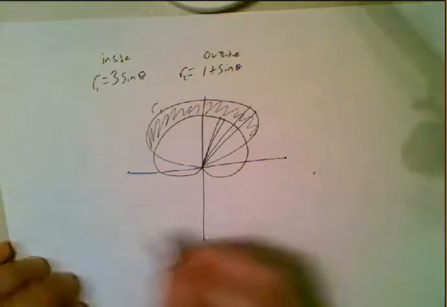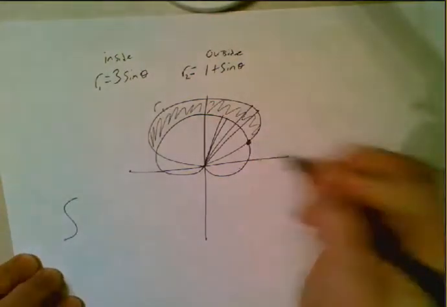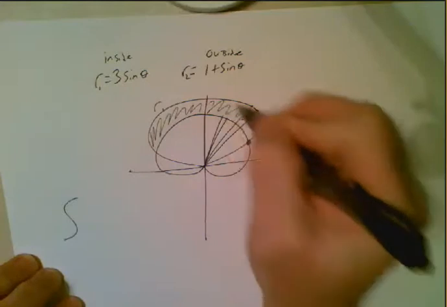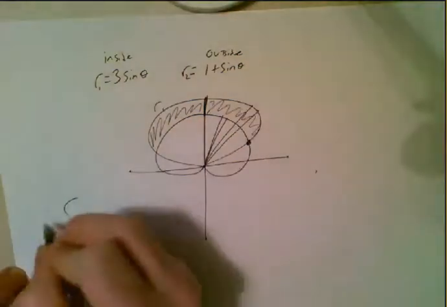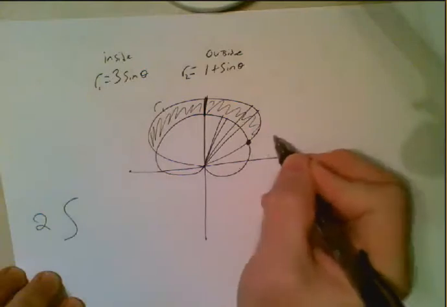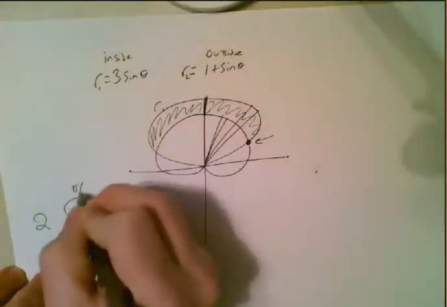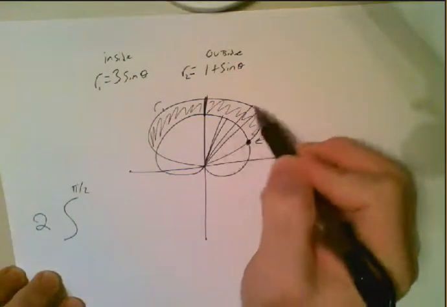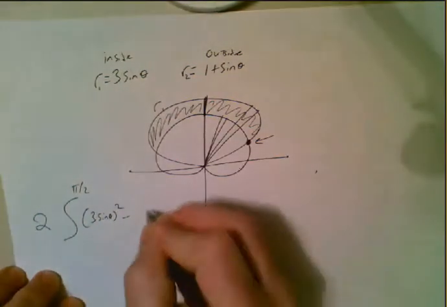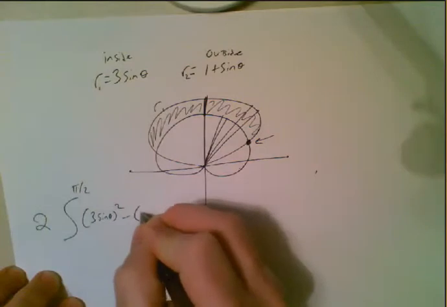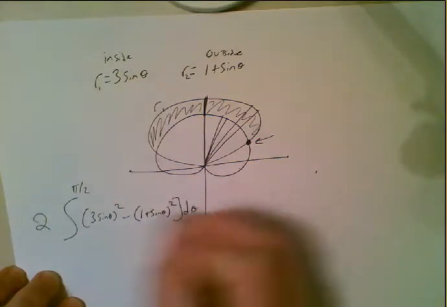So let's figure that out. This is going to be from, I have no idea actually, I got to figure that out. I can go all the way around, or I can just go here and double it. So I'm going to double from this value, whatever that is, to pi over 2, of the bigger one, 3 sine theta, squared, minus the smaller, inner one, 1 plus sine theta, squared, d theta.